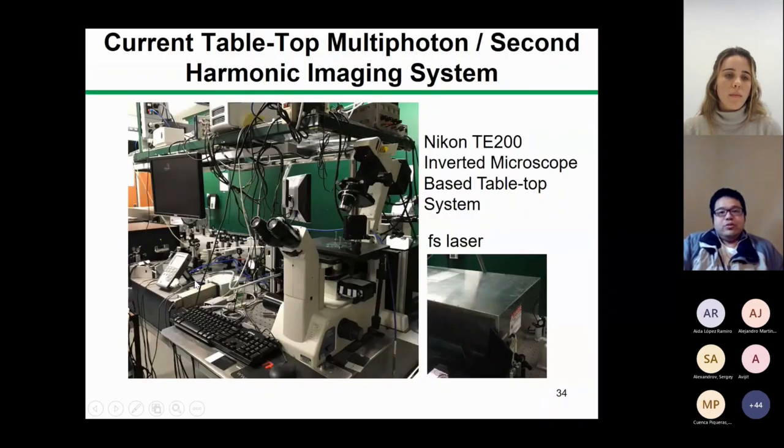This is a traditional system we developed using the tabletop setup based on the Nikon inverted microscope and a femtosecond laser. But right now we are moving towards the FYLA laser, a cyclone laser, and we also have another one at MIT, where we are collaborating on different kinds of applications using this laser.